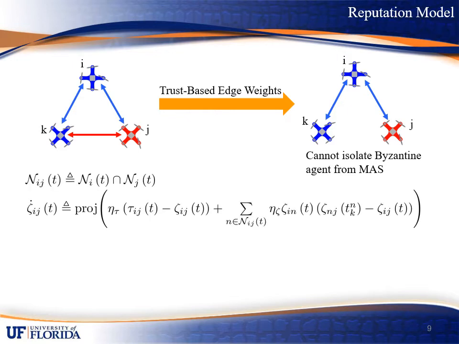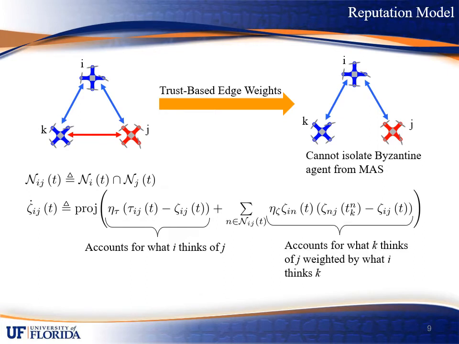However, we can then leverage common neighbor information in order to construct a reputation model, which would allow for Byzantine agents to be isolated in scenarios such as the one depicted above. The reputation model is defined as presented here, where the first term accounts for what agent i thinks of agent j, where these computations are based on trust, and the second term accounts for what agent k thinks of agent j, weighted by what agent i thinks of agent k. And note that this comment is with respect to the example presented above.